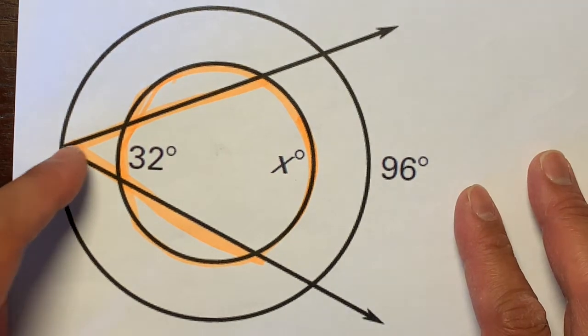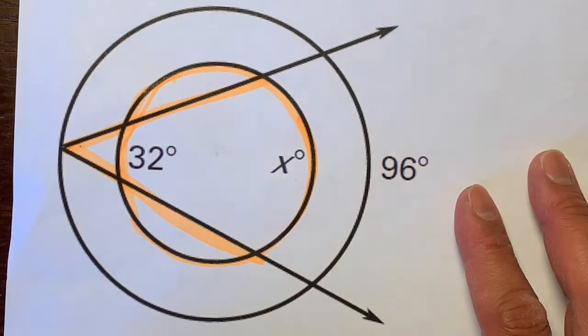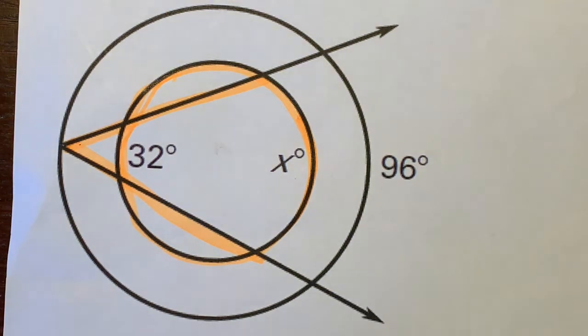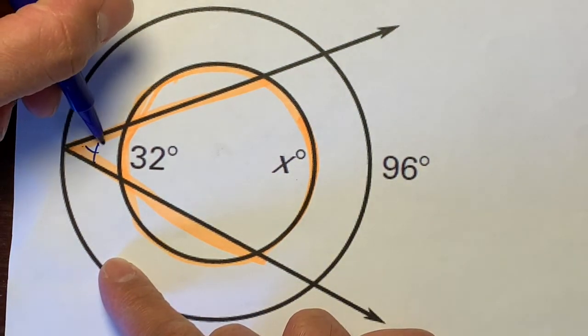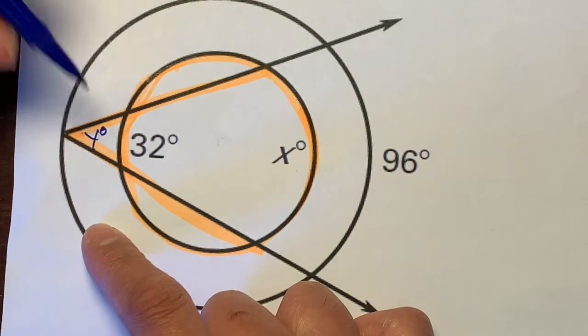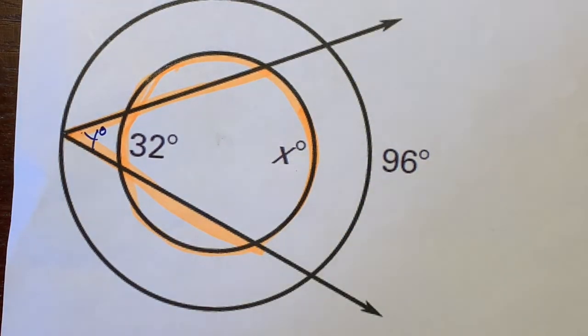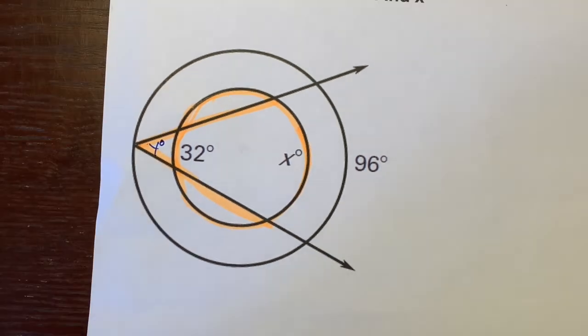The thing is, we don't have the measure of this angle. So I'm going to call this y so that we have something to reference. So this is y degrees. But we could figure out that y pretty easily.